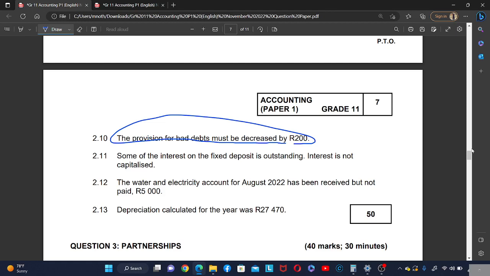So here we were not told to calculate it, we are just told that it decreased by 200. So the provision for bad debt decreased by 200. So this is an income.